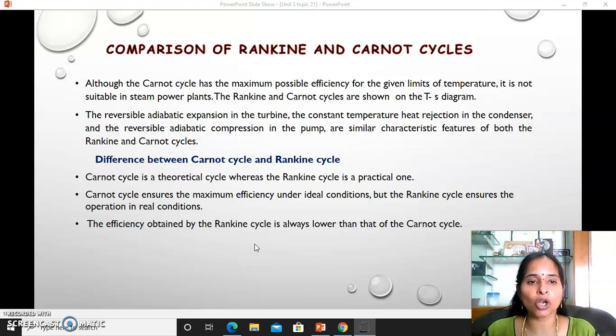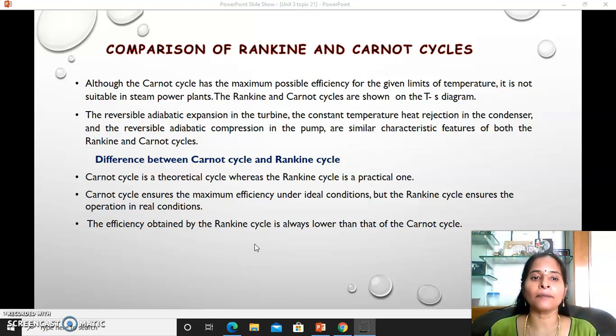I have mentioned here that it is not suitable for a steam power plant. Of course, I told you the Carnot cycle is not suitable not only for a steam power plant but also practically, because it is impossible to run an engine or machine at very fast speed and then immediately very slow, very fast, very slow, and that would have to happen in the Carnot cycle. So it is not possible to implement or execute the Carnot cycle in the universe.